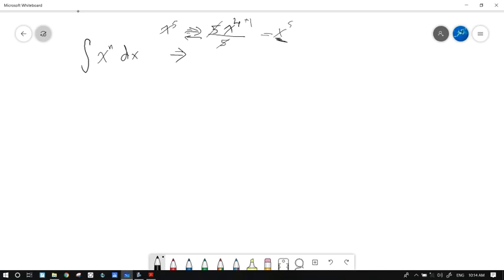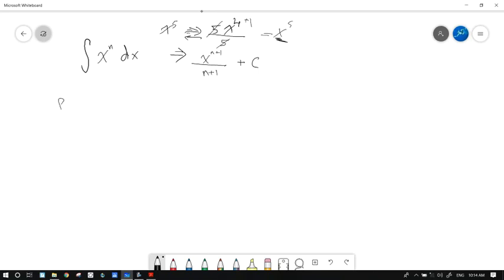So I found finally the antiderivative for x power 4. So when I have a function x power n with respect to x, if I want to find the integration of this, it will be x power n plus 1. So I will increase the power by 1, or add 1 to the power, and divide by the new power, over n plus 1, and don't forget plus c.